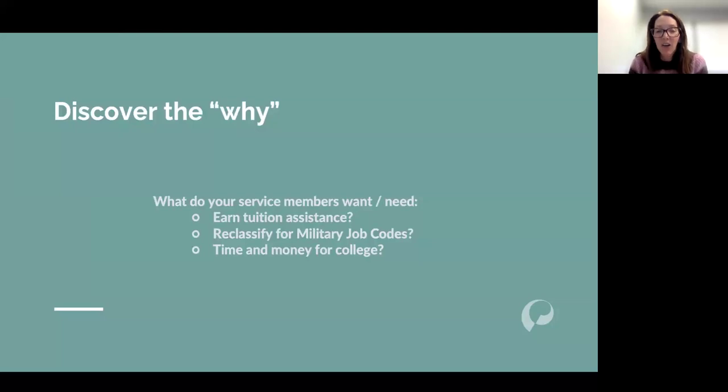So I encourage folks to discover the why. So what do your service members want, need? What is the real motivation? And from there, we can craft the program to help meet the needs of the service members. So are they looking to earn tuition assistance or get that tuition assistance granted? As in the case of the Marine Corps, are they hoping to reclassify for a specific military job? Or are they looking to reduce the time and money needed to go to college?